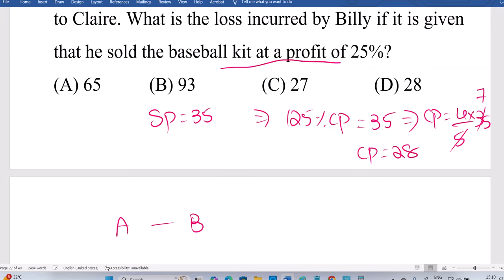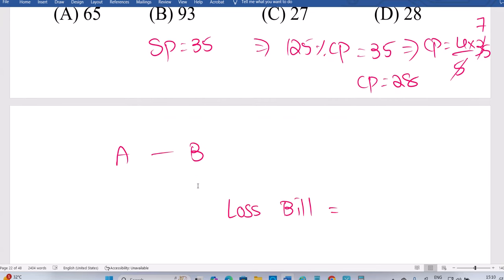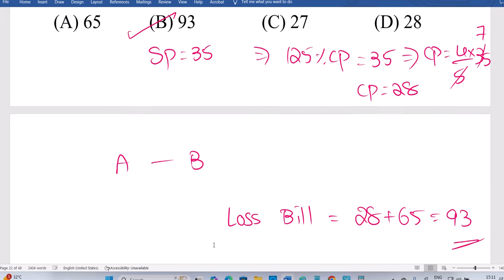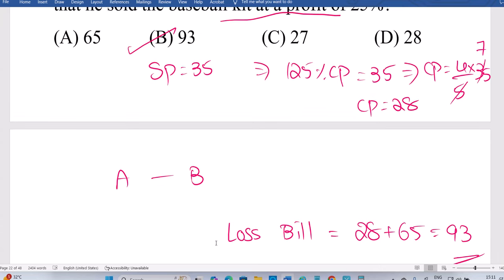So he lost 28 plus the $65 change. 28 plus 65 is 93, that is the loss. Don't say 100. First of all, 100 is not available in the options. Including profit, the loss is 100, but excluding that profit, originally he is losing $93. It's a very basic question, everyone knows this.